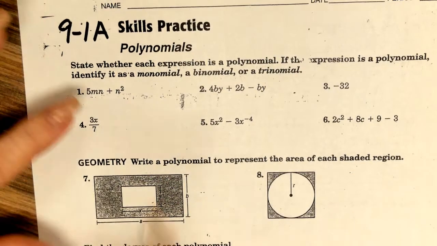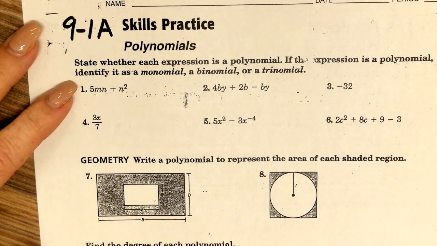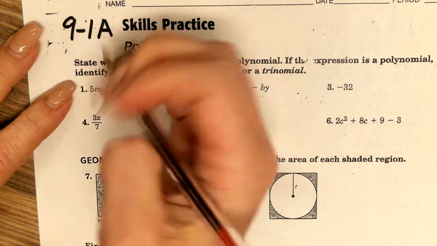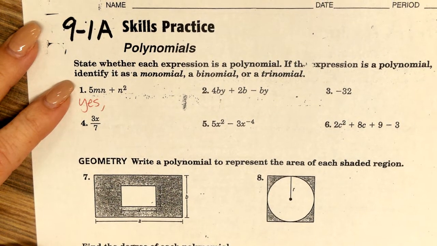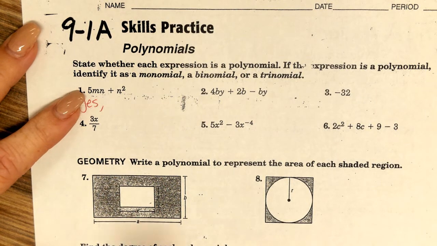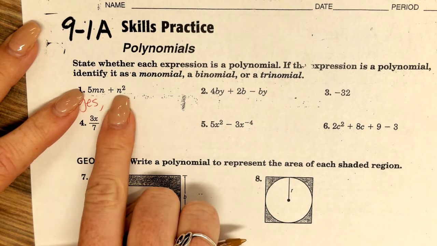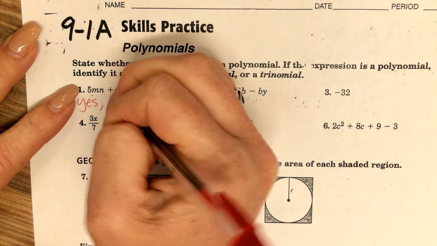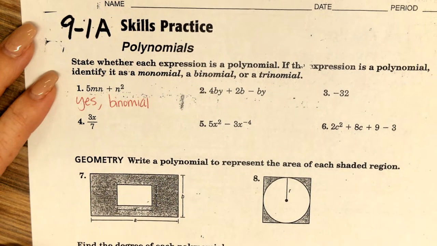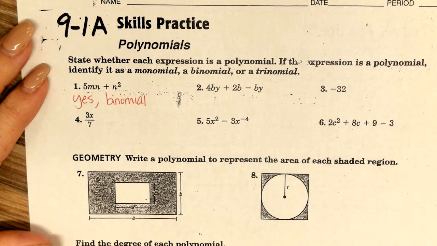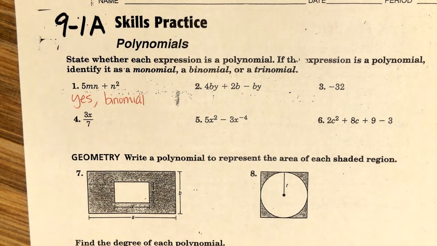So, for example, number 1, is it a polynomial? Yes. So my answer would say yes, comma, how many terms are there? 2. Can any of them be combined? No. So it is a binomial. Is everybody okay? And I don't think there's any combining on that part.